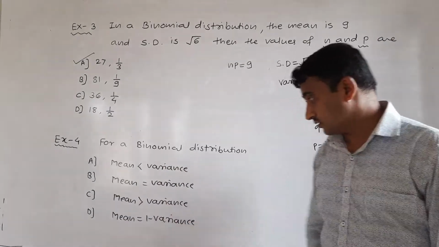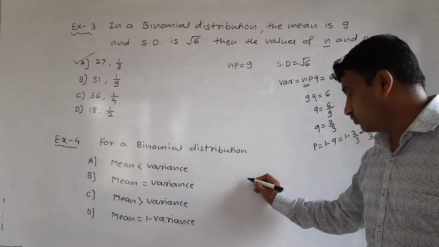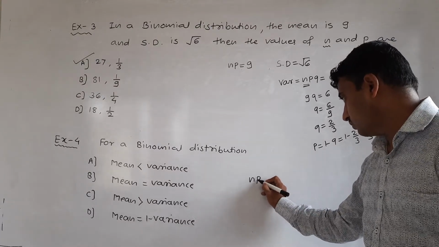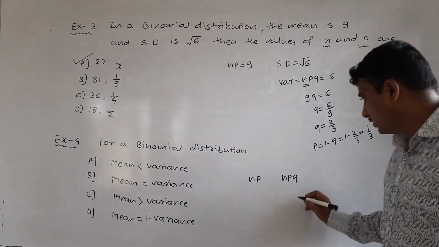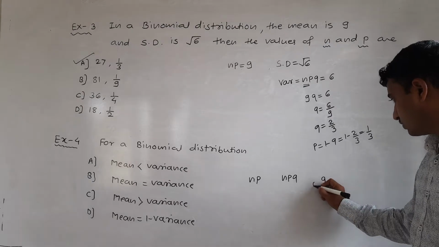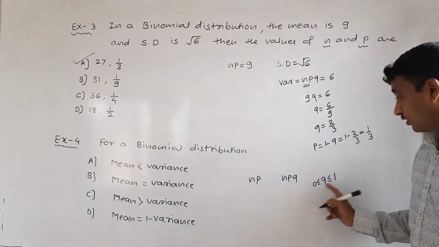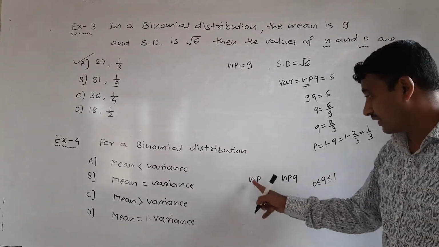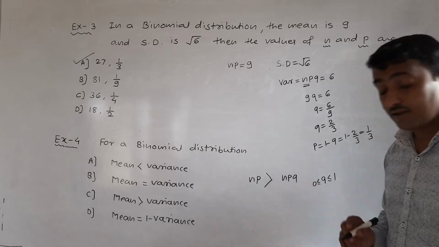Which one is correct? We know that in binomial distribution, mean is equal to np and variance is equal to npq, where q is less than 1. The value of q, the probability of failure, lies between 0 and 1, so multiplying by a number less than 1 gives a smaller number. That is, np is always greater than npq.